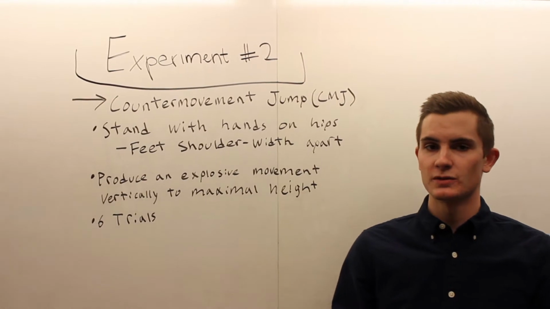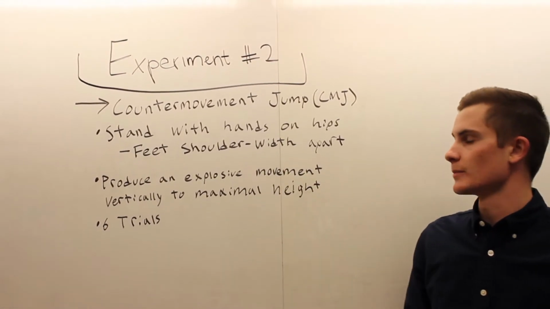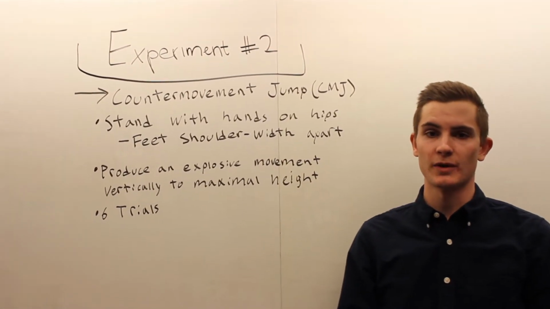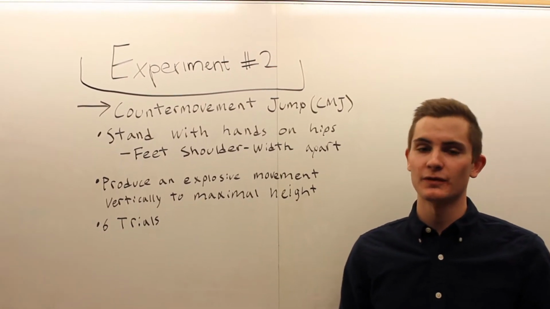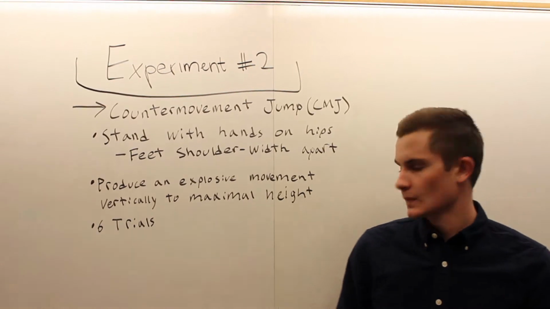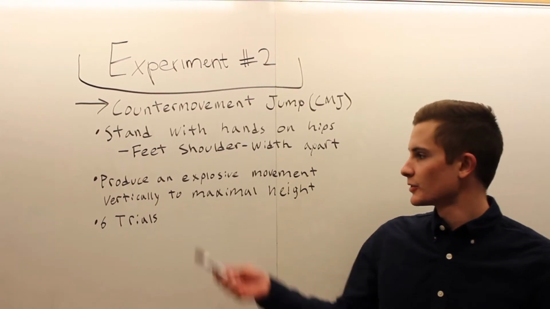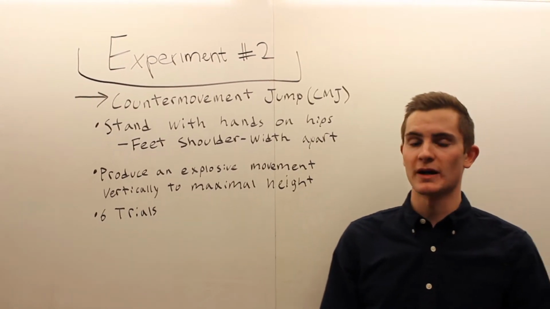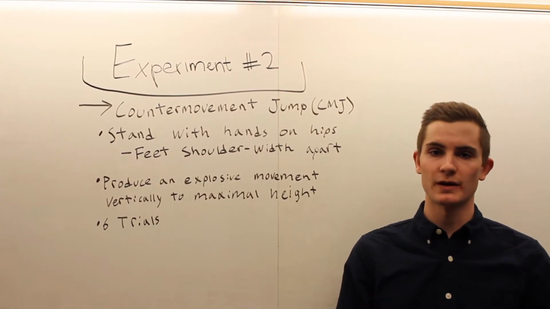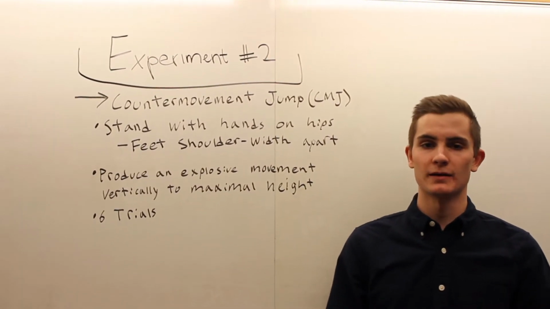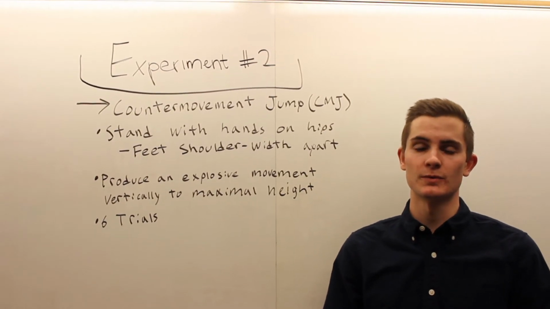For experiment number 2, participants performed a counter movement jump, or a CMJ, using a forced platform. They are instructed to stand with their hands on their hips, with their feet a shoulder width apart. They were then instructed to produce an explosive movement vertically to their maximal height, and this was repeated for 6 trials for each emotion, with a short rest in between each trial and a longer resting period in between each emotional state.